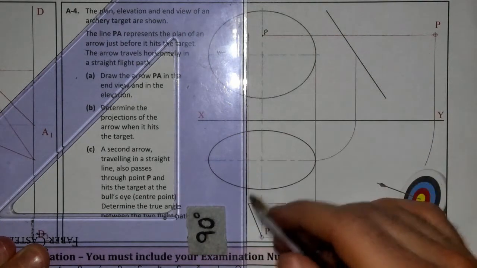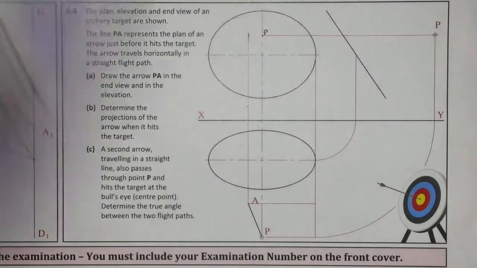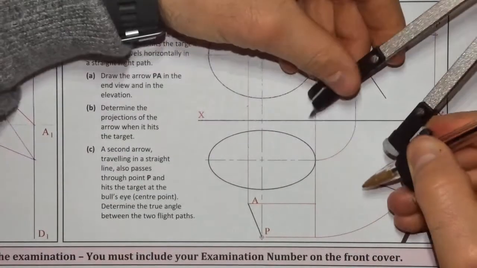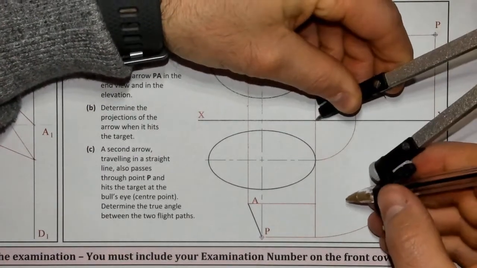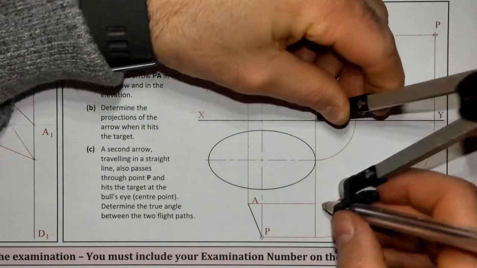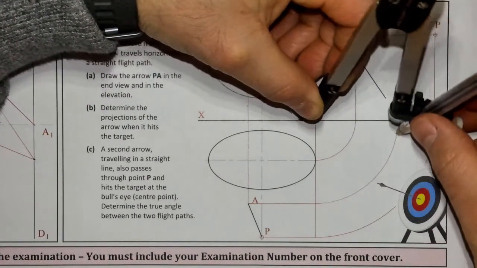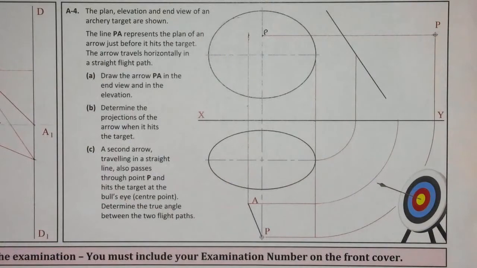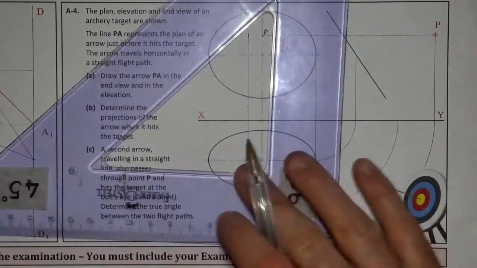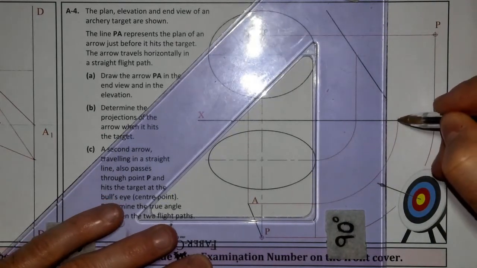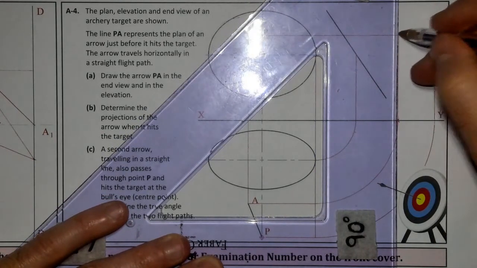Up there. I'll tell you why it's the same height as P in a second. So, using my compass, I'm going to rotate A in my plan, where it hits here, my XY line, and project it up.